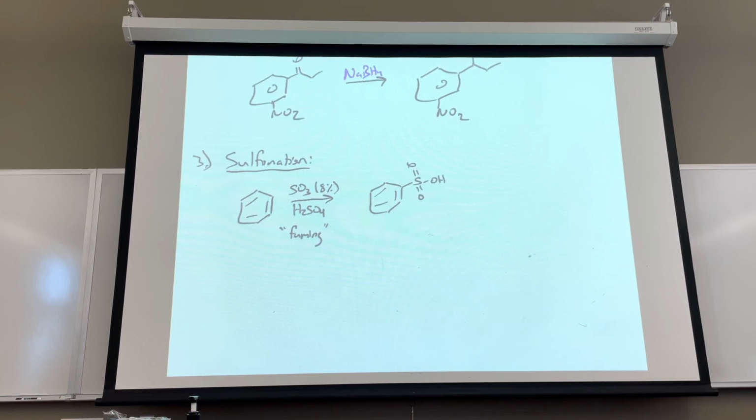So let's see how we make our potent electrophile in this case. Sulfur trioxide looks like this.